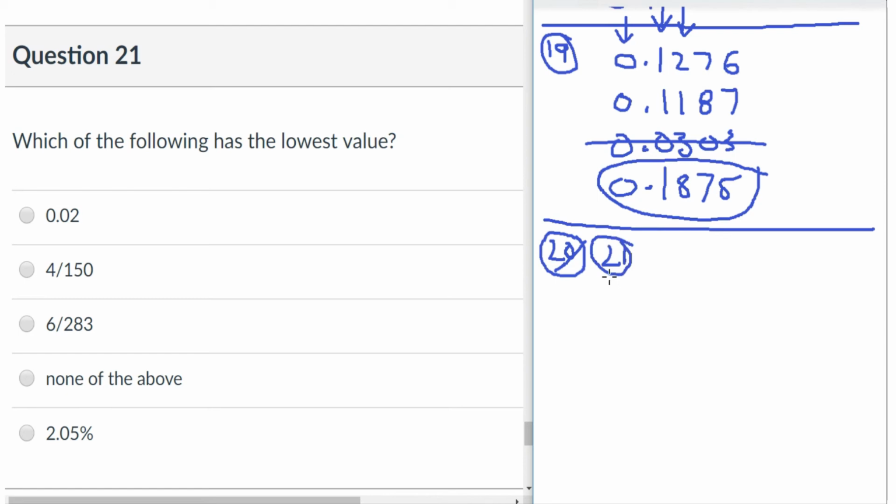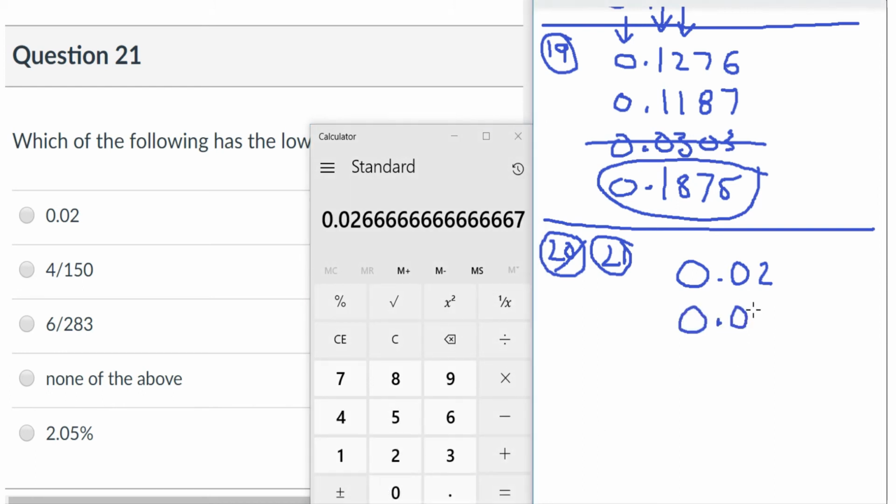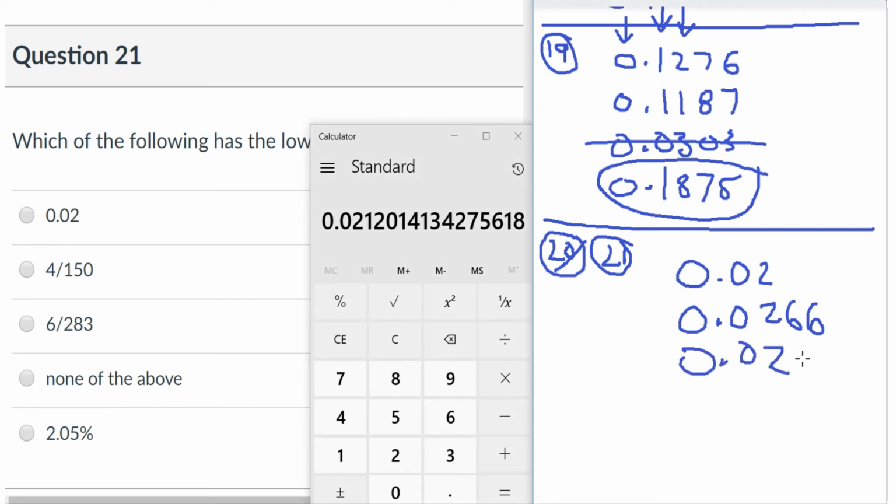However, in 21, they gave us a mixed bag. So at least we got one decimal, one less fraction to calculate. Let's calculate the other ones. 4 divided by 150 is going to give us 0.0266. Couple decimal places just in case. 6 divided by 283 gives 0.0212. And lastly, percentage, all we got to do is divide by 100. So we'll get 0.0205.